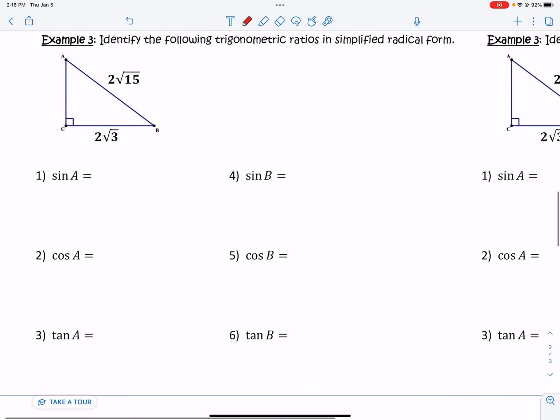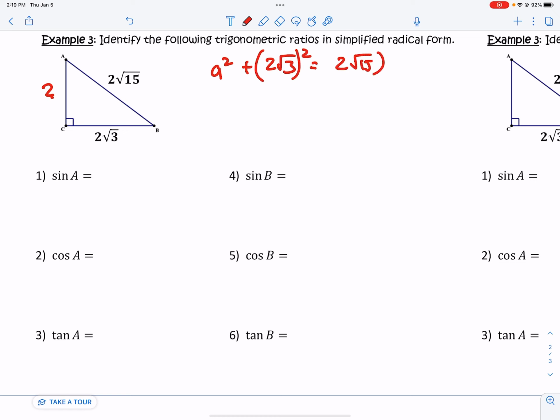So for example 3, we are missing one of these sides, so we will use Pythagorean theorem. Let's go a squared plus (2 radical 3) squared is equal to (2 radical 15) squared. All right, I want you to try this on your own. Again, you can copy, but you're not going to get it. And then when you see it on the quiz, you're not going to understand it. And I'm going to point back to this note, and you still won't understand because you didn't try it. So do try it first.